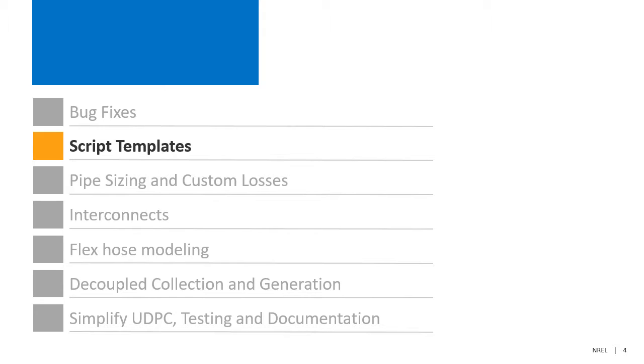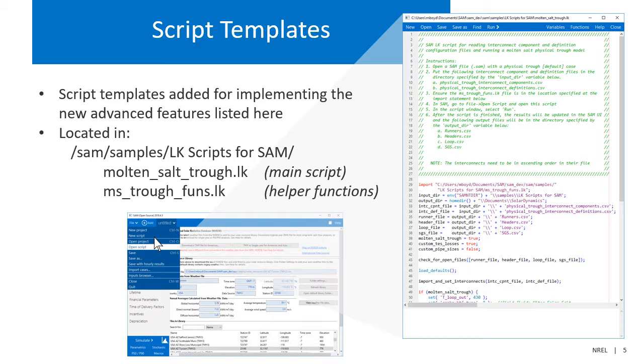Script templates. SAM has built-in functionality for scripting model runs, and this was employed to demonstrate and facilitate the usage of these newly added features. The scripts are in the LK language, which is very simple to learn, and are included in the release and can be found in the listed directories.